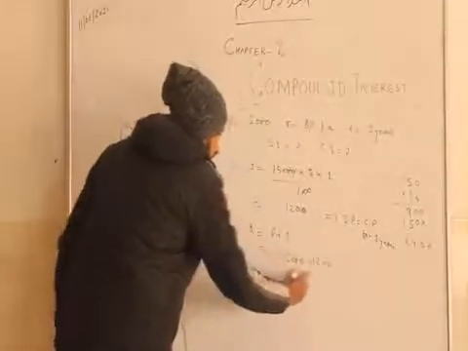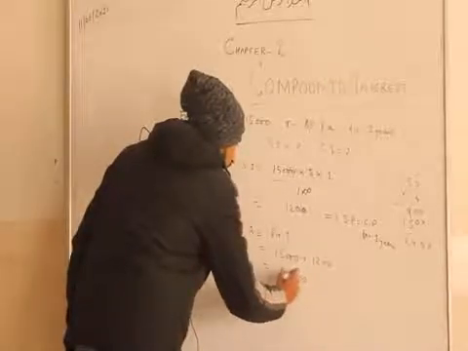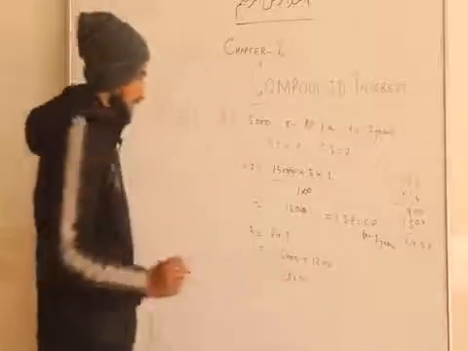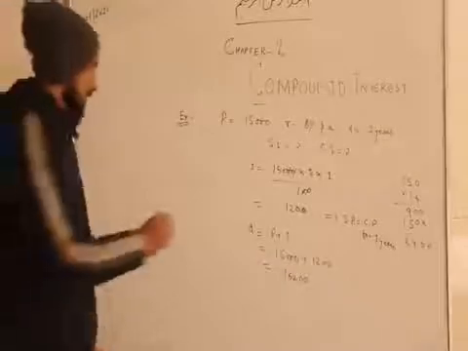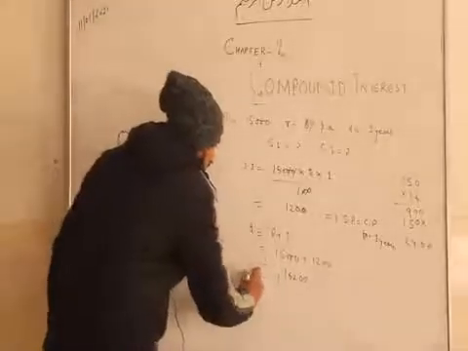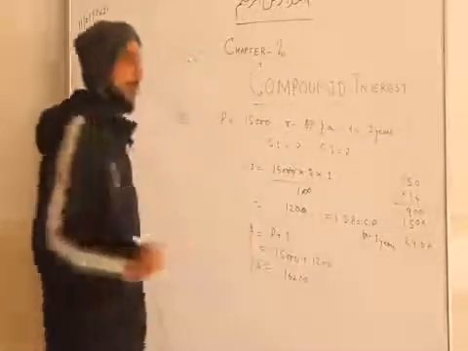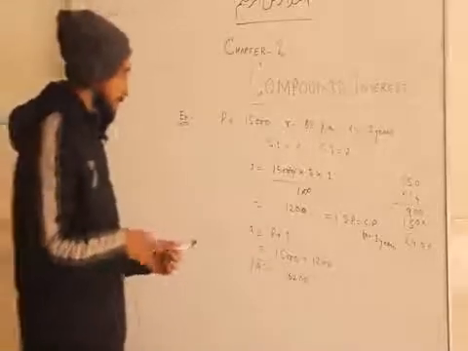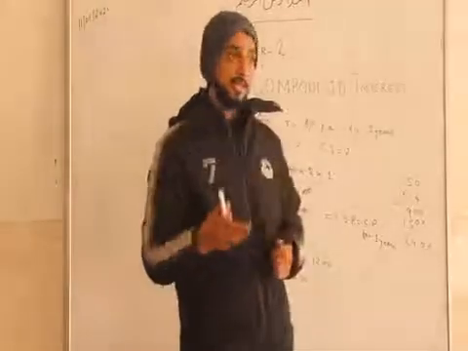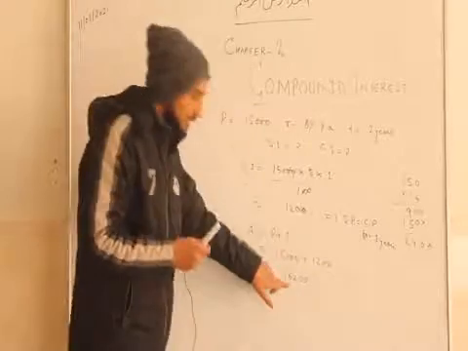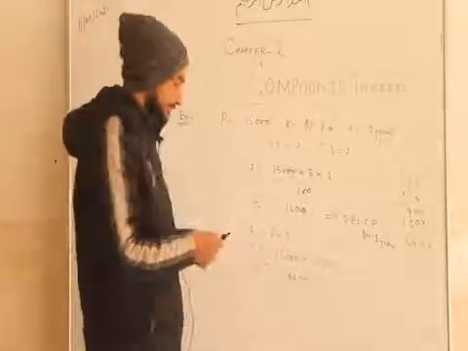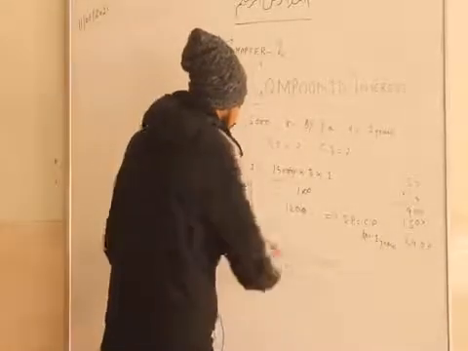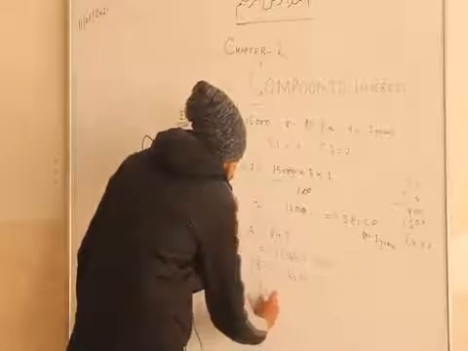So this will be 16,200. This is the amount in one's account after 1 year. Now for calculating the interest for the second year, we will take this amount as the principal. So now this is the next principal.